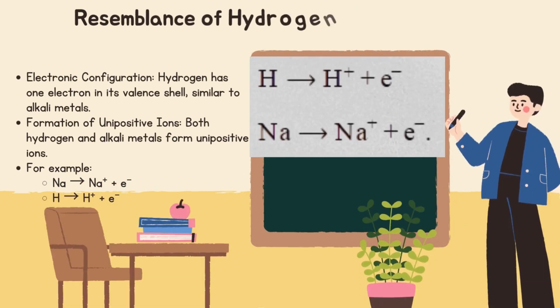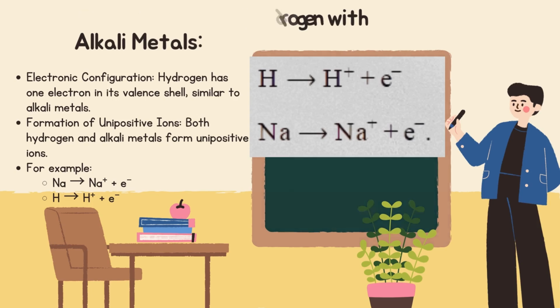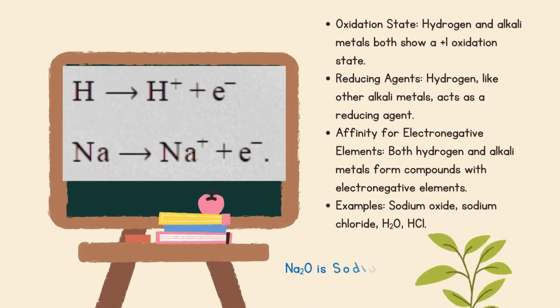Next is resemblance of hydrogen with alkali metals. Electronic configuration: hydrogen has one electron in its valence shell, similar to alkali metals. Formation of unipositive ions: both hydrogen and alkali metals form unipositive ions. For example, sodium gives Na+ plus 1 electron, hydrogen gives H+ plus 1 electron. Oxidation state: hydrogen and alkali metals both show +1.